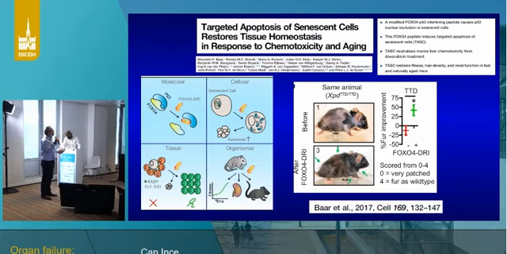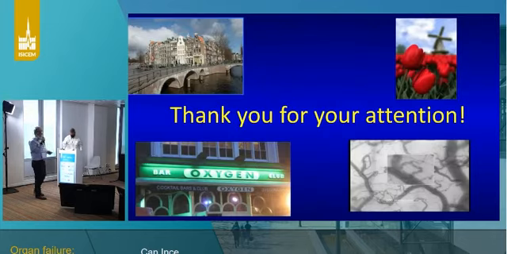This is the FOXO4 peptide developed in Rotterdam, and as you can see, a mouse normally looks like this. And if you take away these senescent cells, and what they do actually is they take the senescent cells and make them apoptotic, so they make them suicidal. And that is what I have to tell you about cell death today. A very complicated subject.